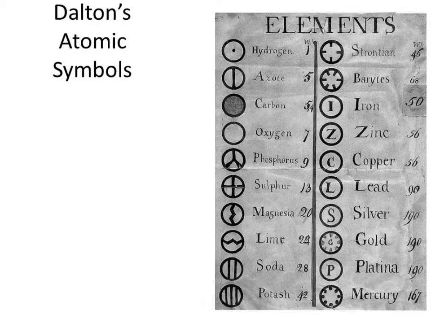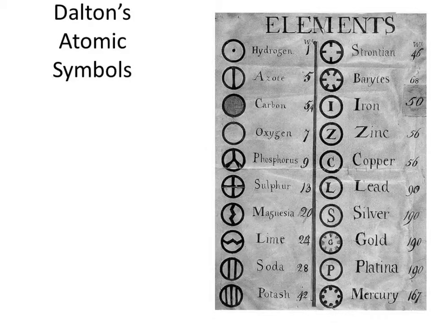Hydrogen was a circle with a dot. Carbon was a filled-in circle. Oxygen was an open circle. Phosphorus looked a lot like a peace sign. All sorts of different things, okay? These were probably very difficult to get used to. I mean, magnesia and lime were just basically turned from each other. That would kind of drive me nuts.